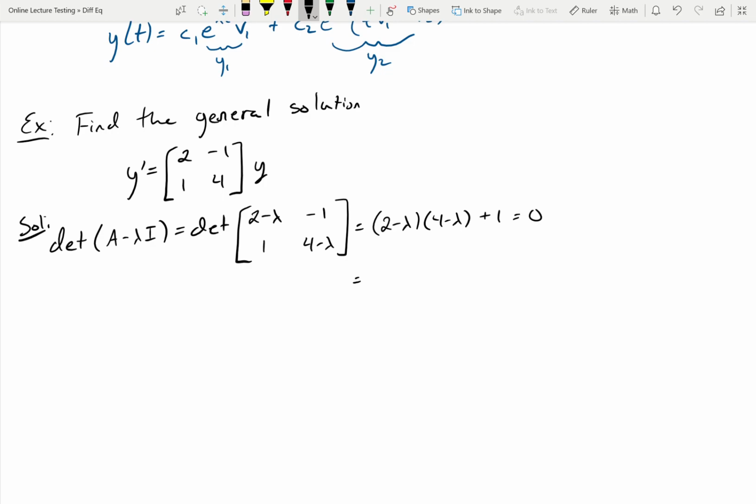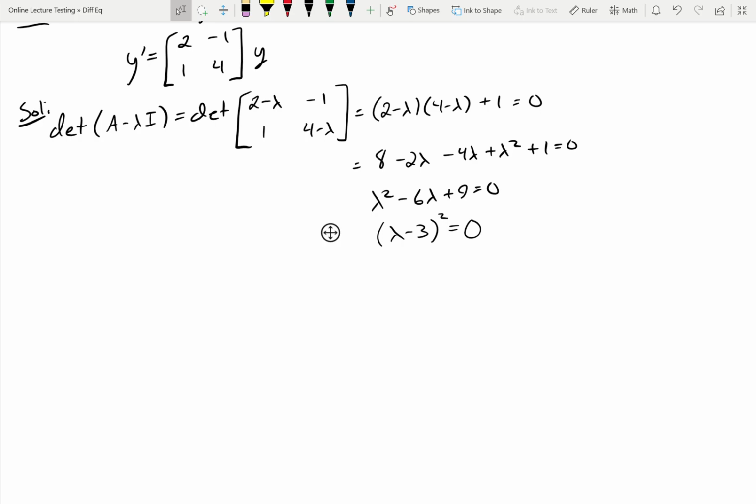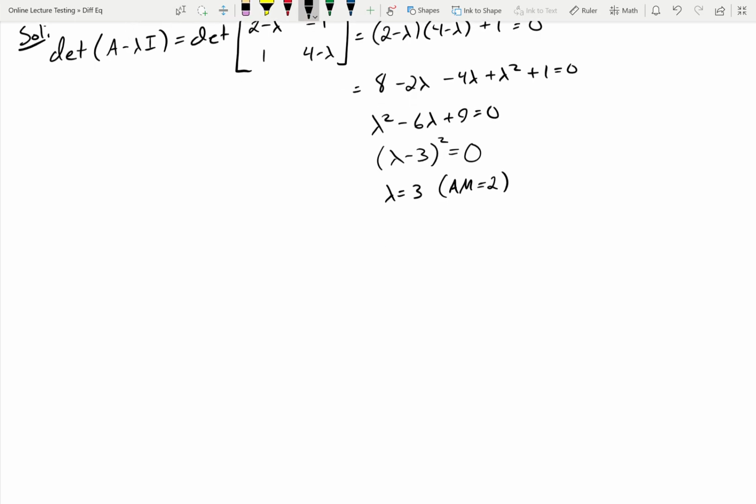All right, multiplying it out, we get 8 minus 2 lambda minus 4 lambda plus lambda squared plus 1 is equal to 0. So we're going to get lambda squared minus 6 lambda plus 9 is equal to 0. Well, factoring this, notice that this is actually a perfect square, so it's lambda minus 3, the quantity squared, which is equal to 0. Okay, that means lambda is equal to 3, and it has an algebraic multiplicity of 2. All right, so let's go through and solve this. So lambda 3, just like before.